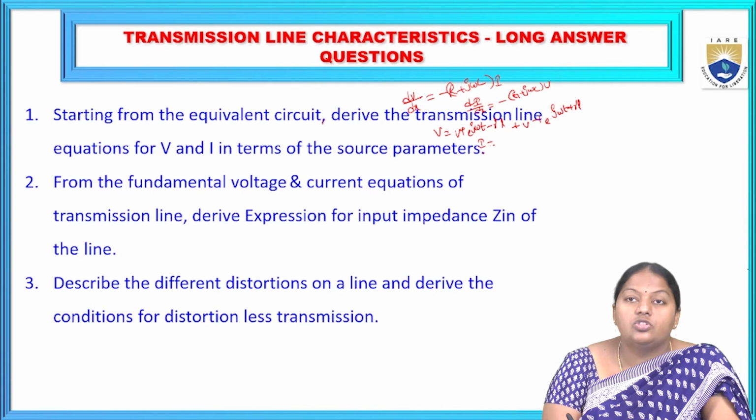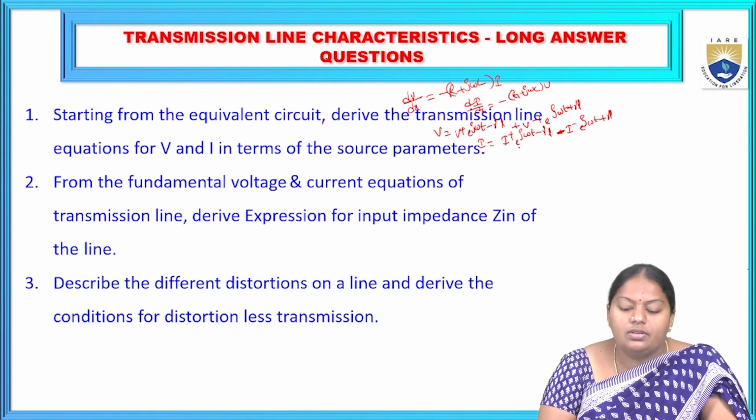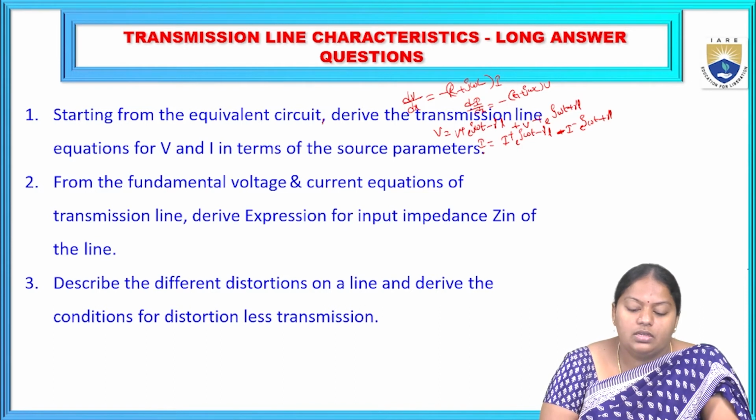And the I equation is to be obtained as I plus e power j omega t minus gamma L plus minus I minus e power j omega t plus gamma L. Right? So first we should draw the lumped element circuit for a small section of a transmission line equivalent circuit.